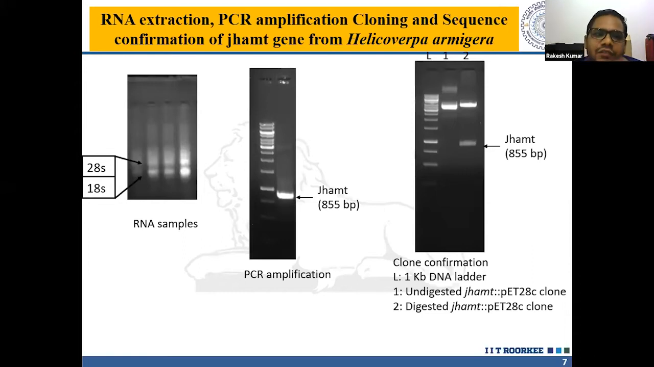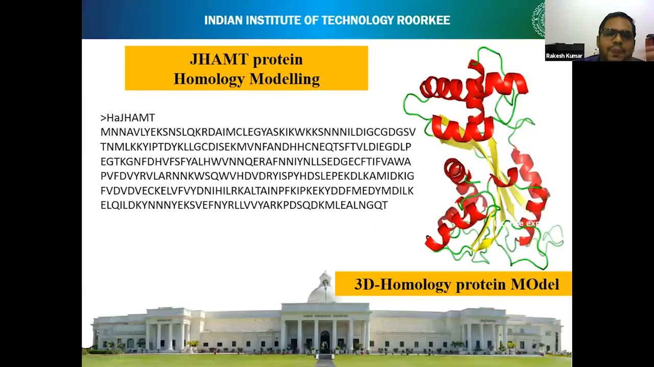In this direction, we collected the insects and isolated the RNA, and using that RNA we extracted the juvenile hormone acid methyltransferase gene using gene-specific PCR primers. We cloned the gene into a bacterial cloning vector and sequenced it, and the sequence was confirmed. So this is the sequence of juvenile hormone acid methyltransferase from Helicoverpa armigera.